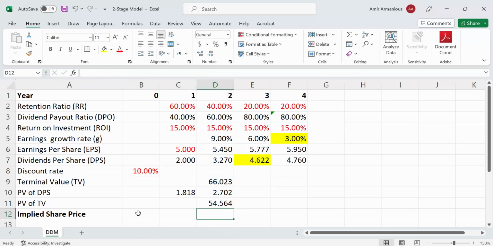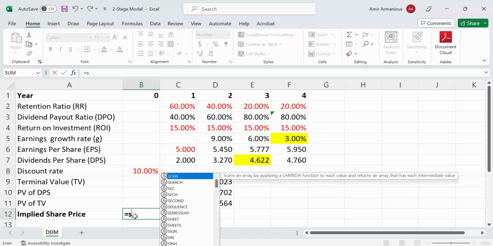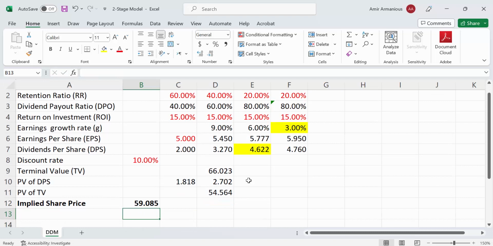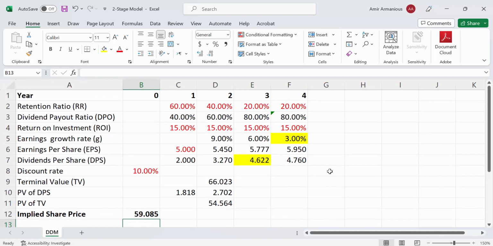Then what will be our implied share price? We get the present value of all future dividends. We already have the present value of our dividends per share and the present value of the terminal value. So our implied share price is equivalent to the sum, and highlight it here. So this will be our implied share price, which is 59.085.